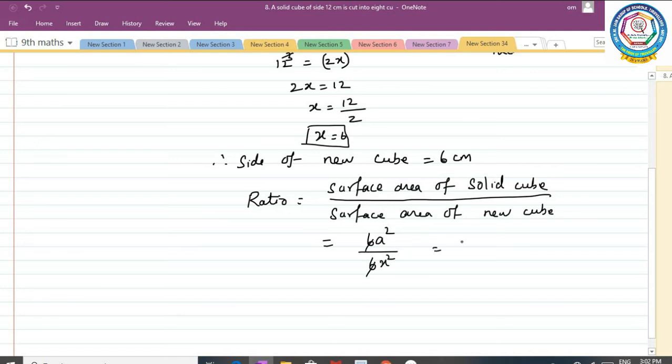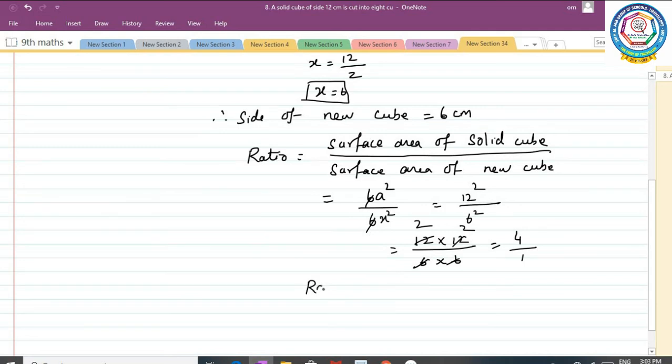6 will cancel. 12 square by 6 square. The 12 square can be written as 12 into 12 by 6 into 6. So if I cancel 2 times, again 2 times, next one 4 by 1. They ask ratio, so what is the ratio between their surface areas? 4:1.